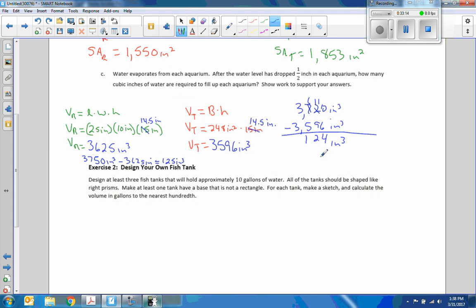So we just learned that for every 1/2 inch of water, there is 1 cubic inch more in the rectangular prism.